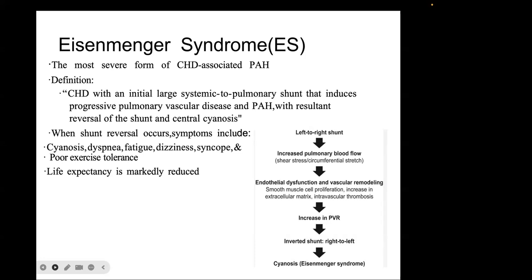Left to right shunt, increased pulmonary blood flow, endothelial dysfunction and vascular remodeling, smooth muscle cell proliferation, increase in extracellular matrix, intravascular thrombosis, increased PVR, inverted shunt from right to left, and then cyanosis.